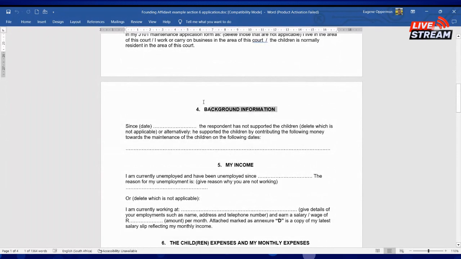Some background information. Since a certain date, you can say that the respondent has not supported the children, or alternatively, he has supported the children and he made so much in contributions over that period. So you can give some more information there.